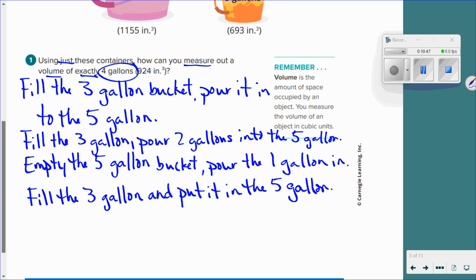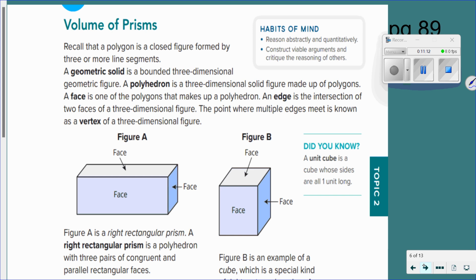This is actually a really important thought activity to help you understand the concept of volume. Volume is how much is inside of the buckets. To get to exactly 4, we wasted a lot of water, but we were able to get our exact measure of 4 just using the 3 and the 5. Does everybody understand the process, the thoughts that go into it? Okay? So now that we've done that, let's actually turn the page. We'll start looking at it.